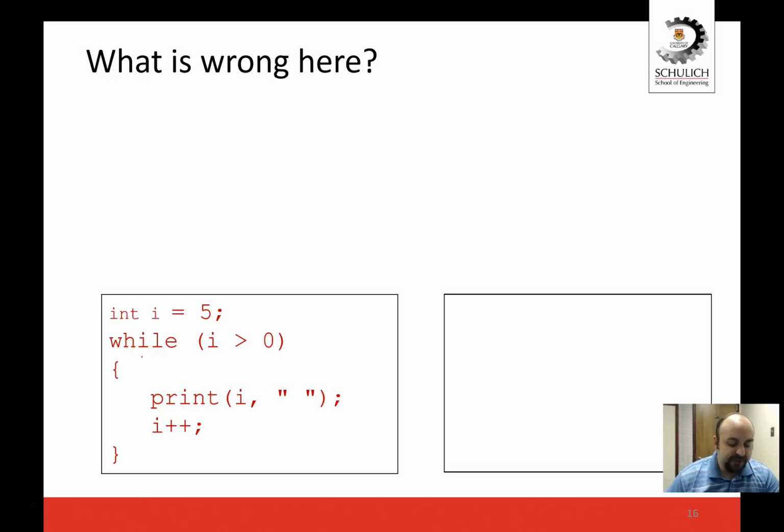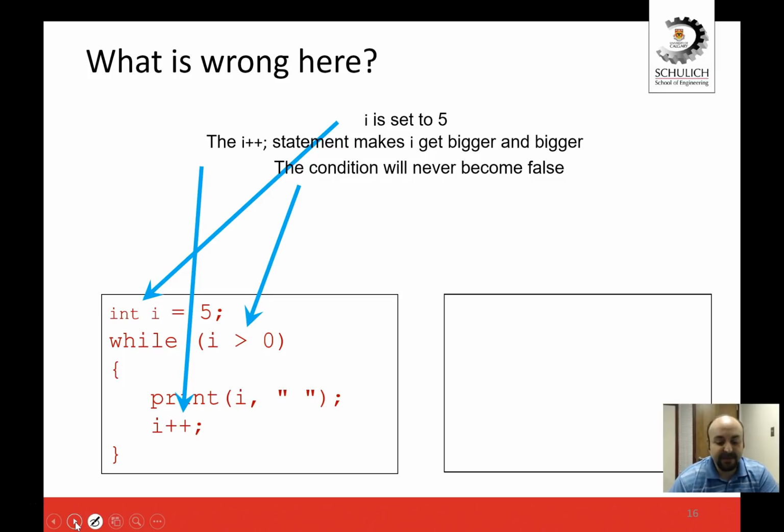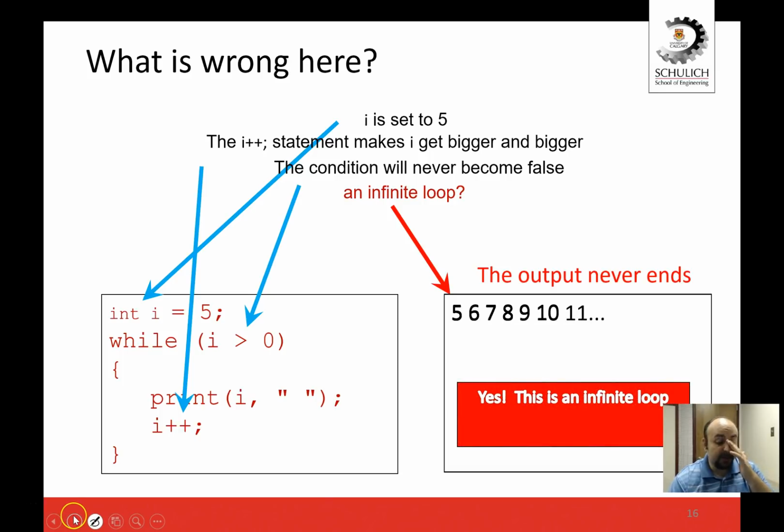All right, well, what is wrong here? So you have while int I is 5, and you want to execute this while I is greater than 5. Well, first of all, what do you think is the output? So I is set to 5, and this keeps on getting bigger and bigger. So the same problem as we had before, the condition will never be realized. So this becomes an infinite loop. It keeps on going and going and going. So the exact same problem as before.